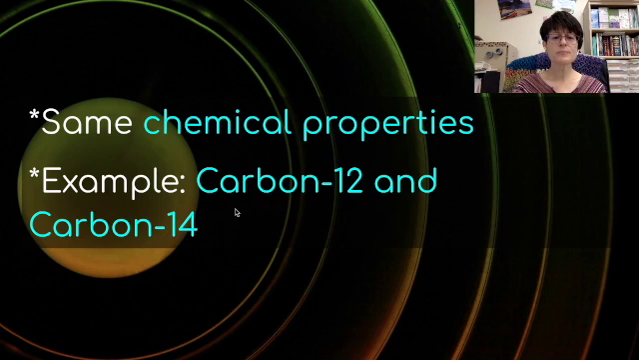Now, if we look at these, this number behind it, that is the mass number. Okay, the mass number is the number of protons and neutrons. And we can see that those mass numbers are different. But because both of these are carbon, they have to have the same number of protons, which is 6, but they have different numbers of neutrons. Carbon-12 has 6 neutrons, and carbon-14 has 8. And so they have different numbers of neutrons but the same number of protons, and they do have the same chemical properties.